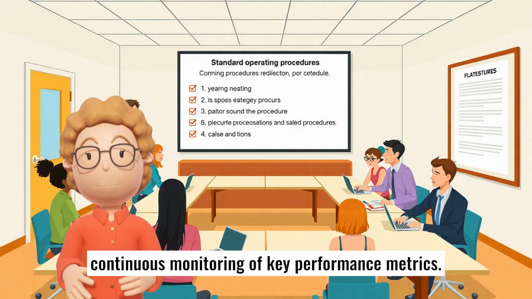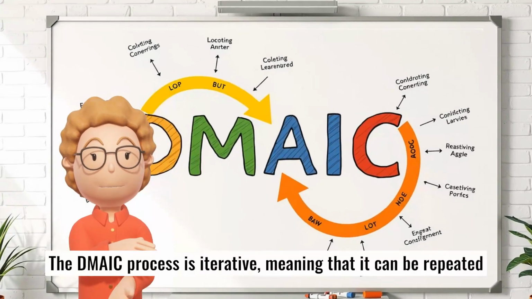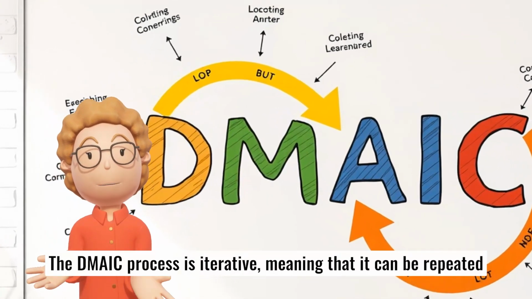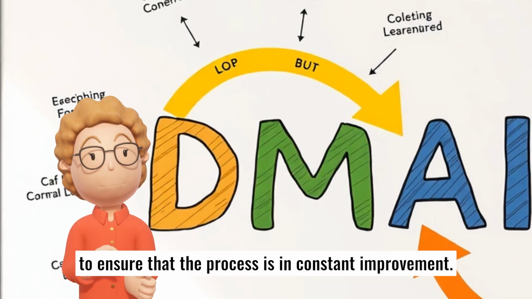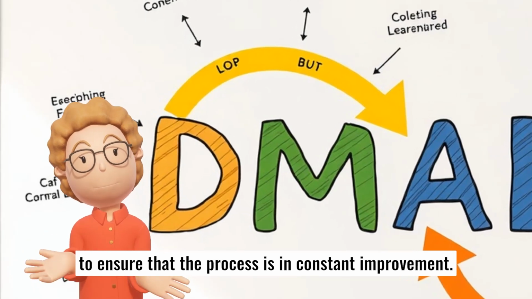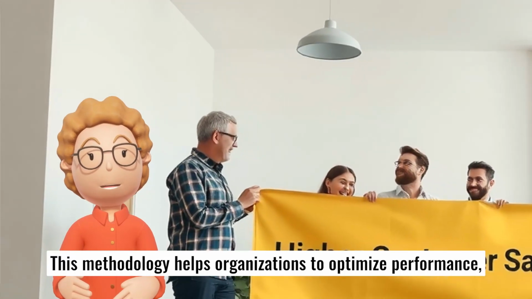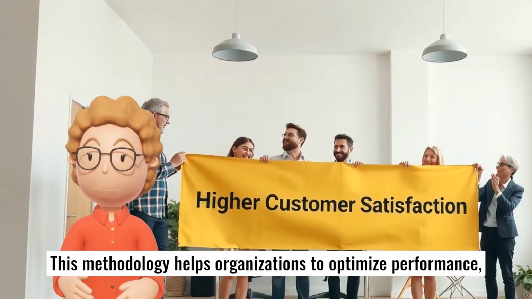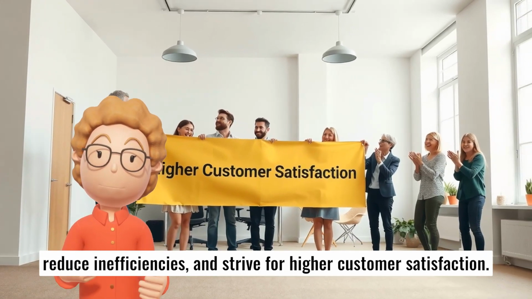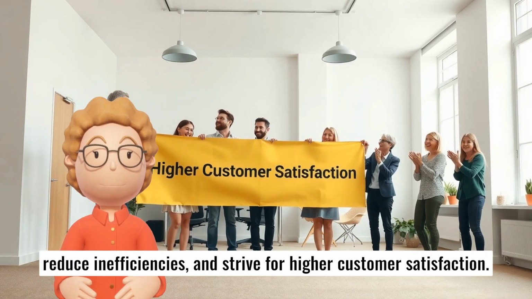The DMAIC process is iterative, meaning that it can be repeated to ensure that the process is in constant improvement. This methodology helps organizations to optimize performance, reduce inefficiencies, and strive for higher customer satisfaction.